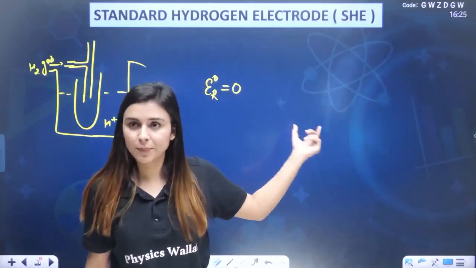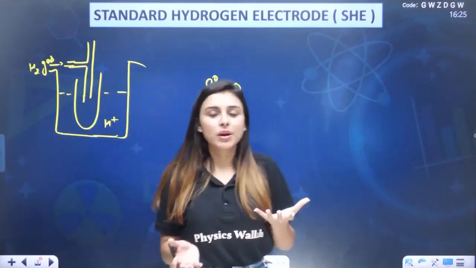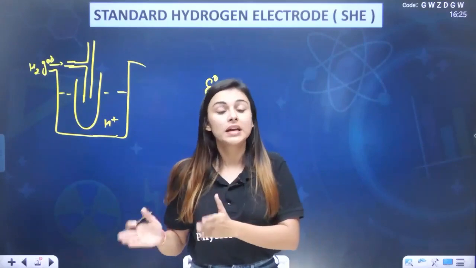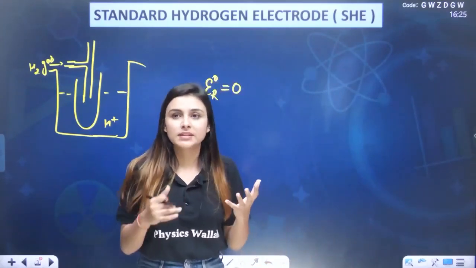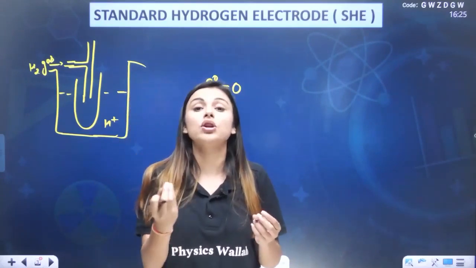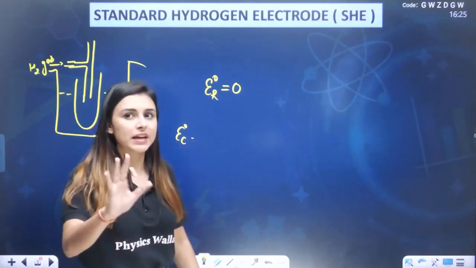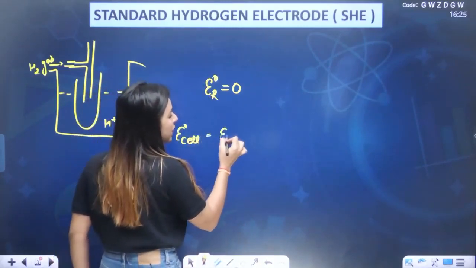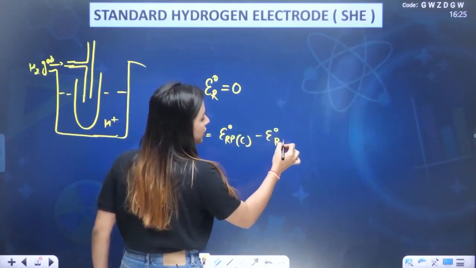We all know that whenever we talk about an electrochemical cell, it has two different electrodes. It has the cathode, it has the anode. I also told you that whenever you talk about an electrochemical cell, you can calculate its E naught of cell. And we also know that the E naught of cell is equal to E naught reduction potential of cathode minus E naught reduction potential of anode.